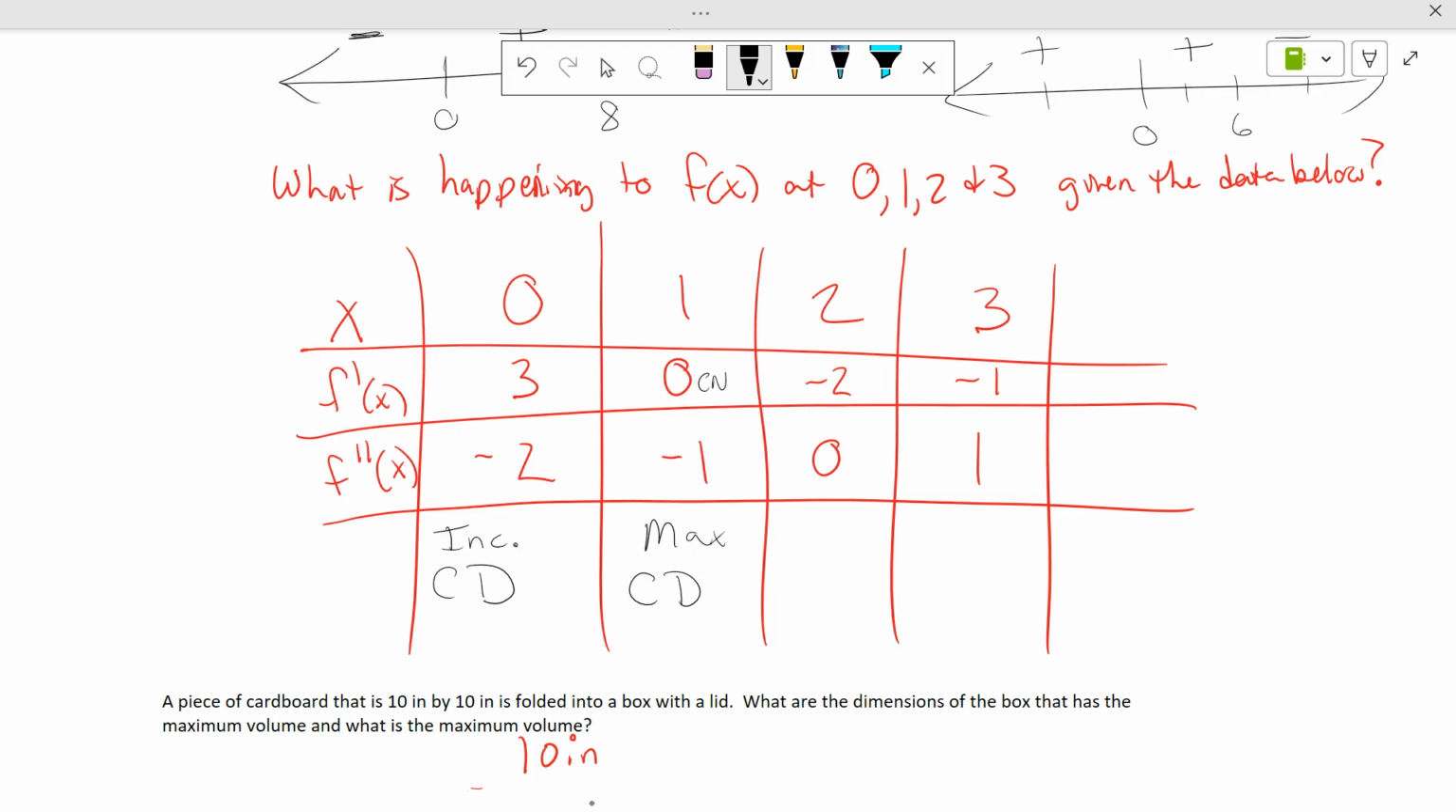Okay, what's happening here? Decreasing. And what do we know about the concavity? Point of inflection. What's happening here? It's still decreasing, and it's concave up. Okay, you'll have to be able to see that type of thing.